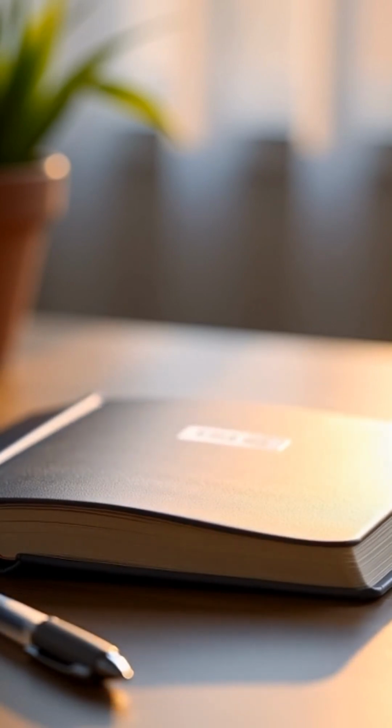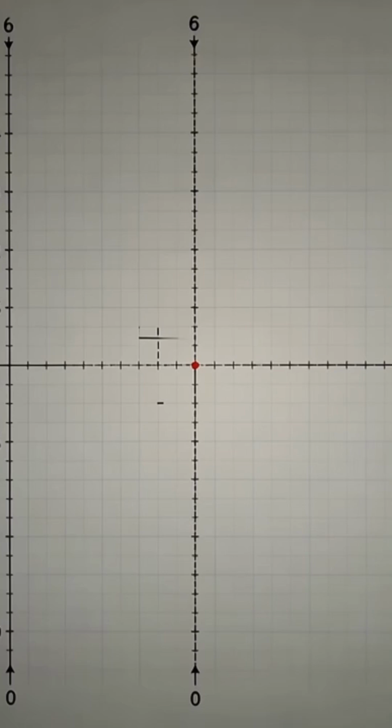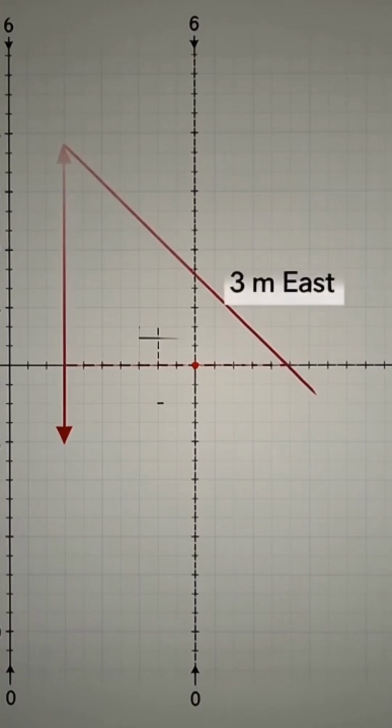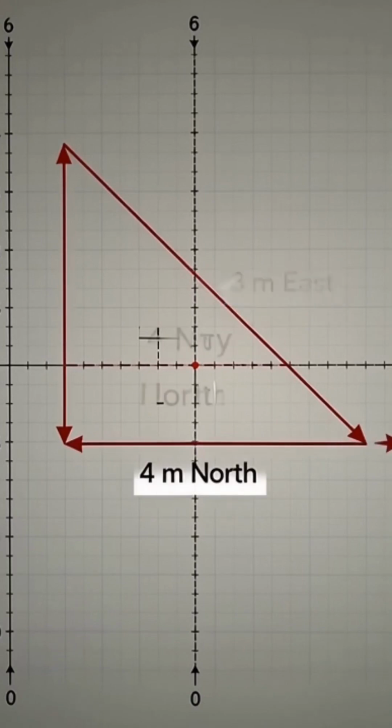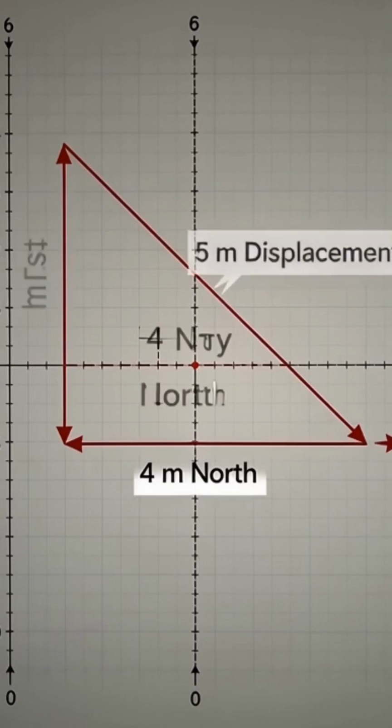Numerical example. A person walks 3 meters towards the east and then 4 meters towards the north. Find the magnitude of displacement. The two directions are perpendicular to each other. Using Pythagoras' theorem, displacement equals square root of 3 squared plus 4 squared. This gives 5 meters. Hence, the magnitude of displacement is 5 meters.